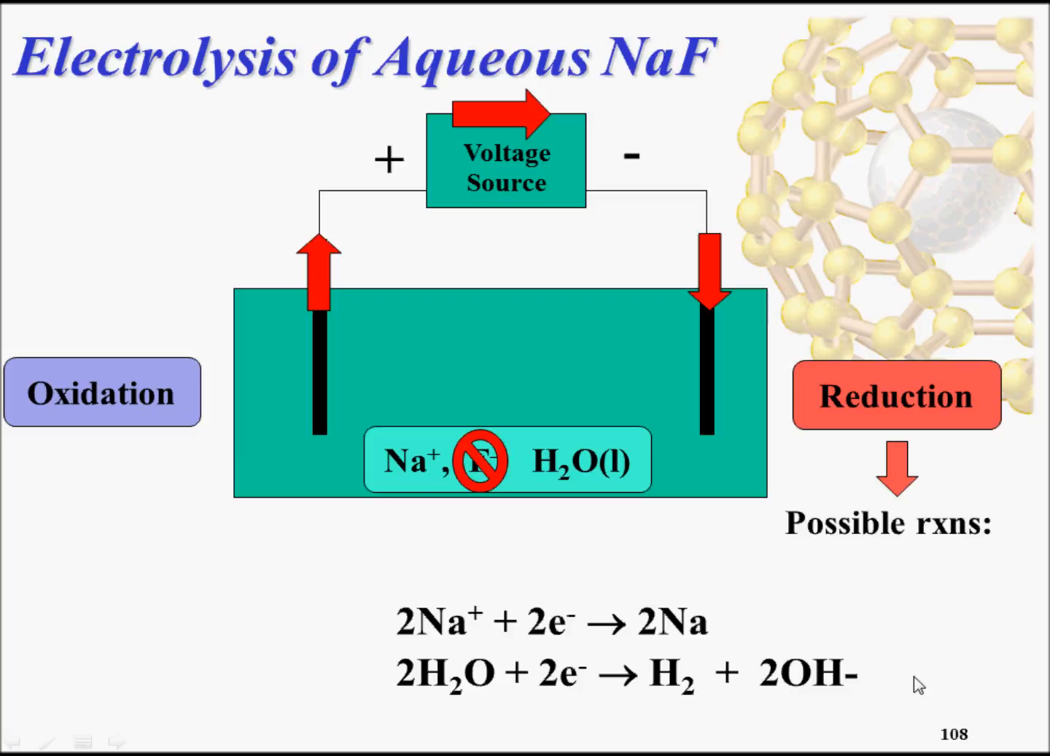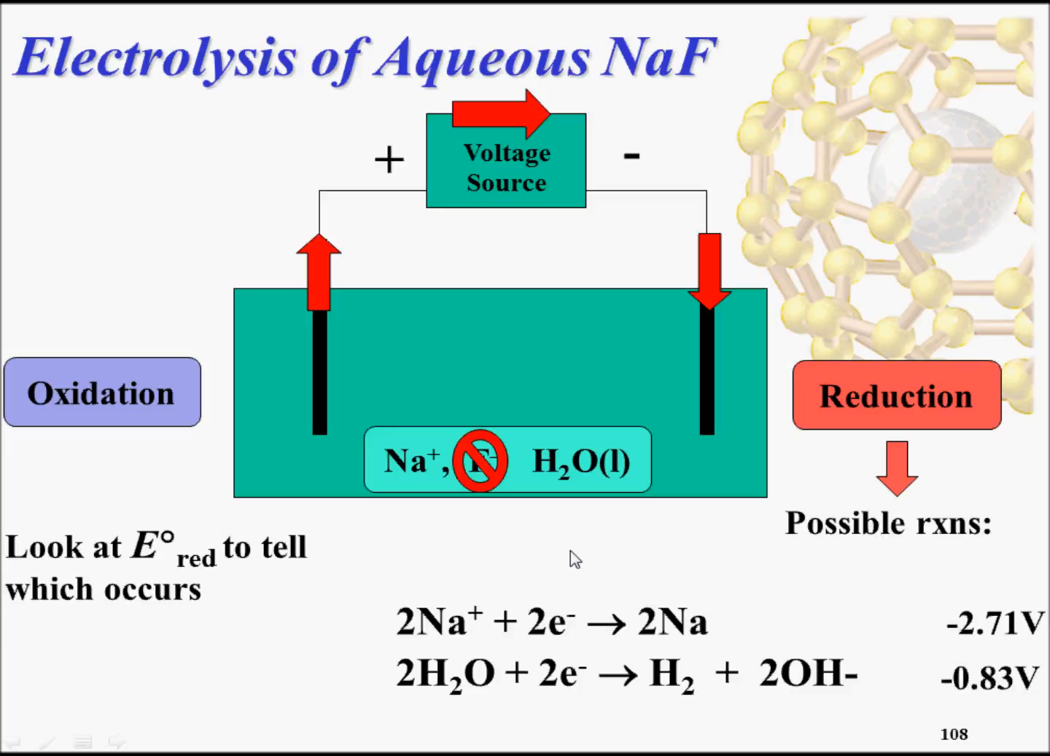Now, we have a couple of possibilities here that could happen at that electrode, and we need to see which one of these actually would happen. To do that, we have to look at their standard reduction potentials. If we look up the reduction potential of sodium, we see that it's negative 2.71 volts, whereas the equation for the water, towards the middle of your table, is negative 0.83 volts.